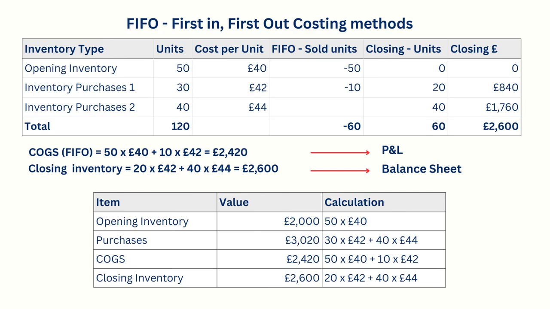The remaining units form our closing inventory. We use 10 of the 30 units purchased at £42, so 20 remain, and none of the second purchase has been used, so we still have all 40 units at £44.